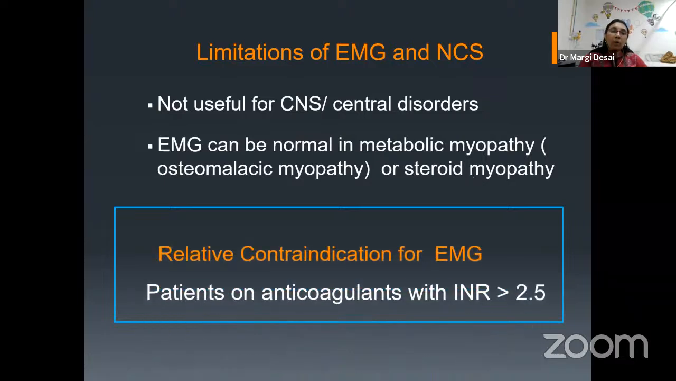And the relative contraindication of EMG is that if a patient is on anticoagulants and the INR is greater than 2.5, then I do not perform EMG. If the platelet count is below 20,000, then also I do not do needle EMG. I will just do nerve conduction study.